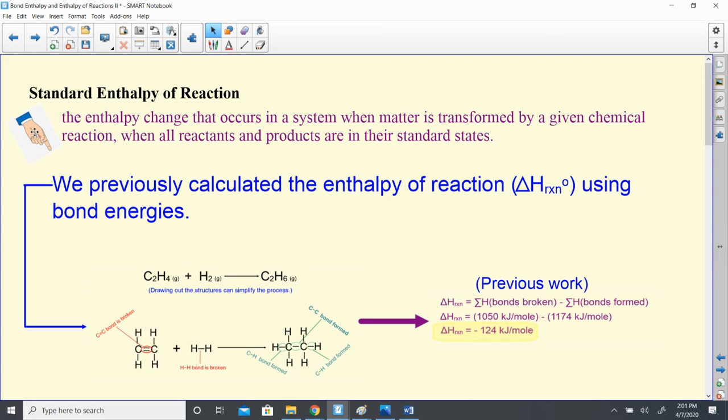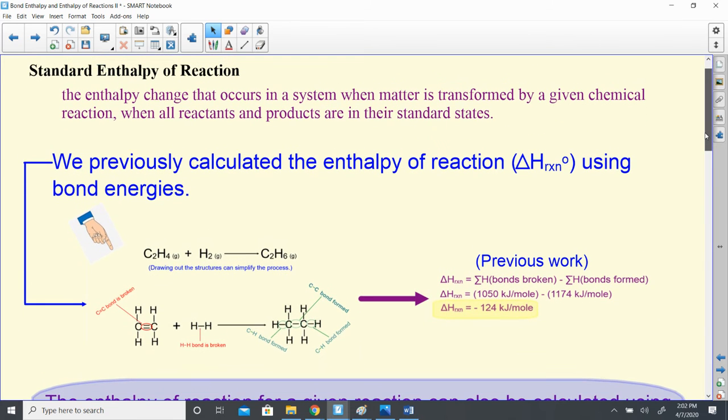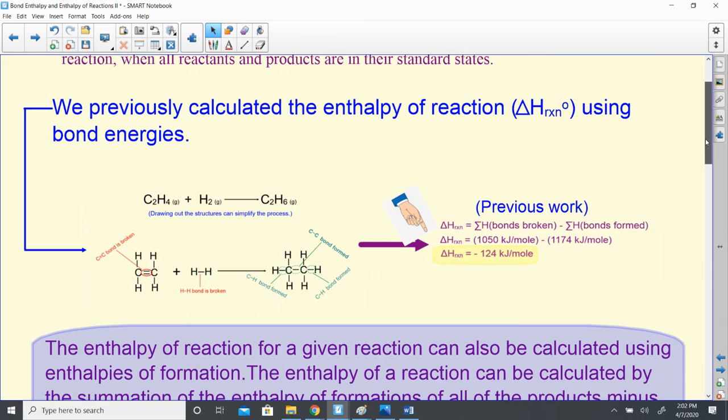We previously calculated the enthalpy of reaction using bond energies, and that is the quiz that you took online, and it's number 5 on that quiz that you're supposed to hand in and show me that you know what's going on, which most of you so far are doing great. But just a refresher, here's how we work with bond energies to calculate the enthalpy of the reaction. Bonds broken minus bonds formed. The enthalpy of reaction is negative 124 kilojoules per mole. So nothing new so far.